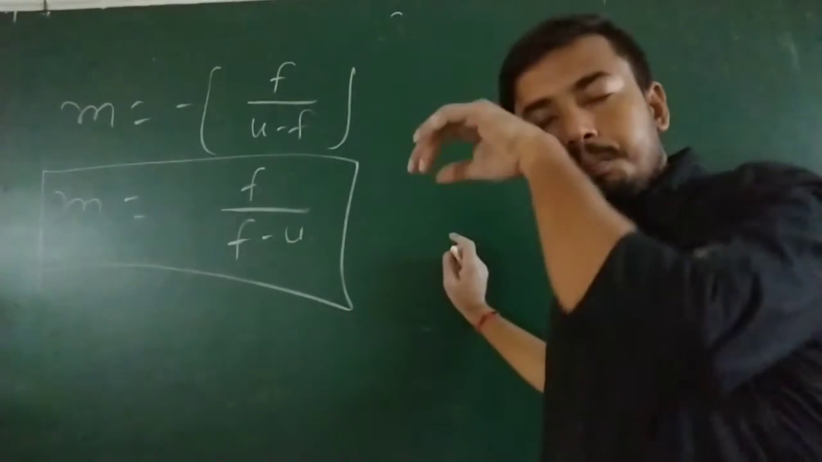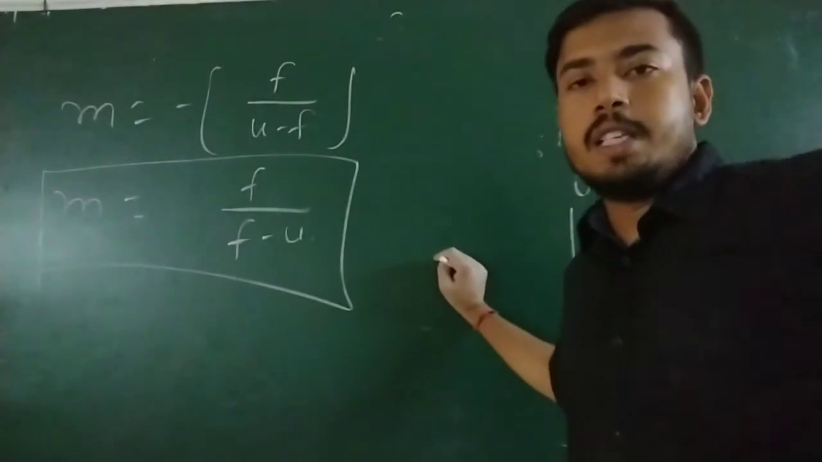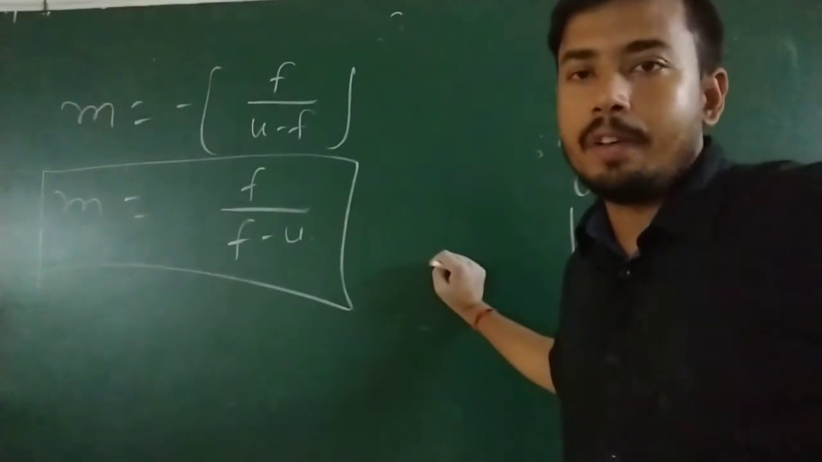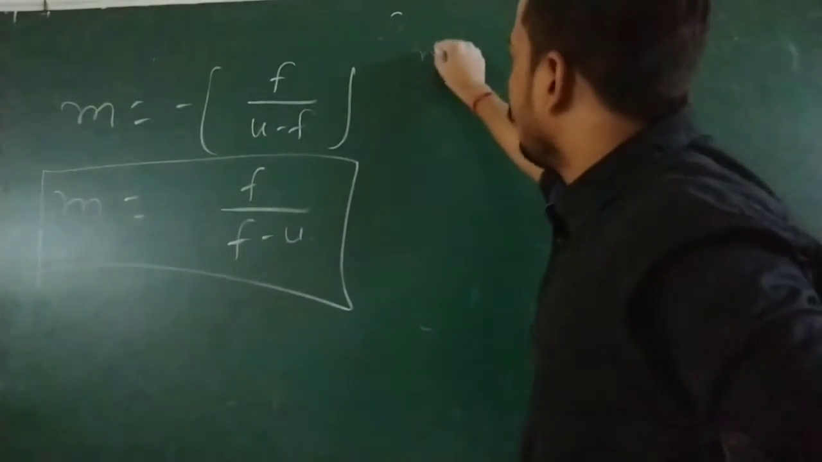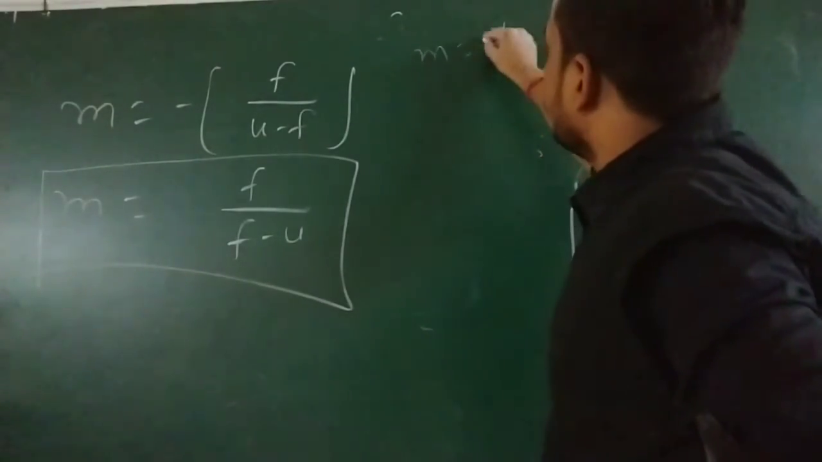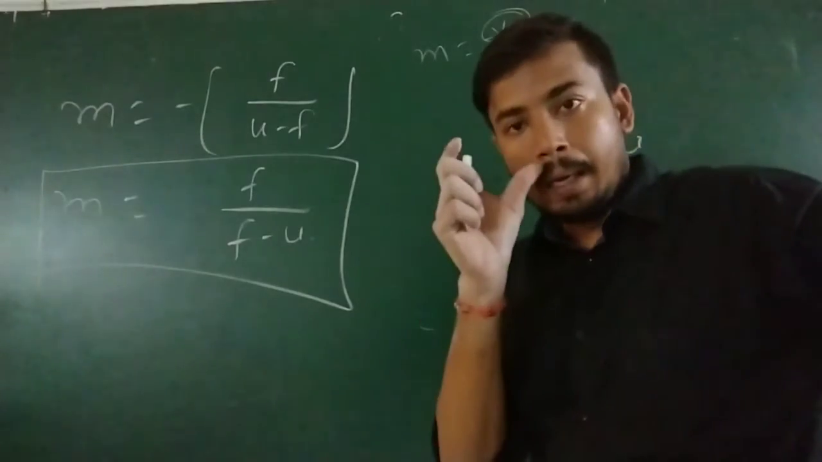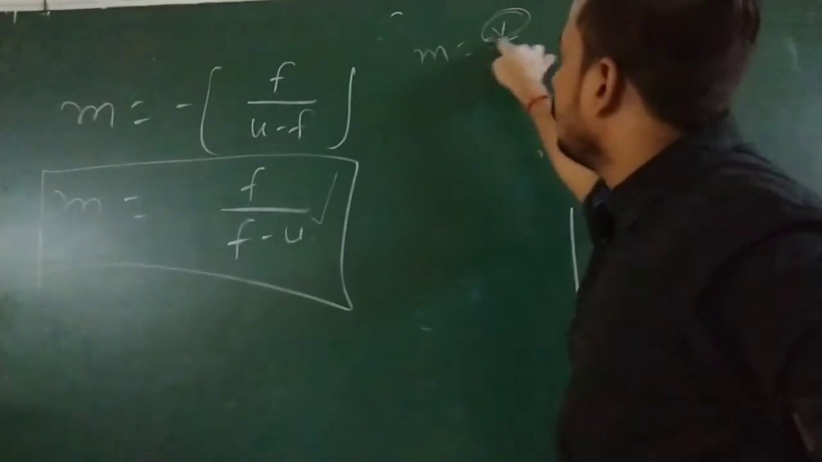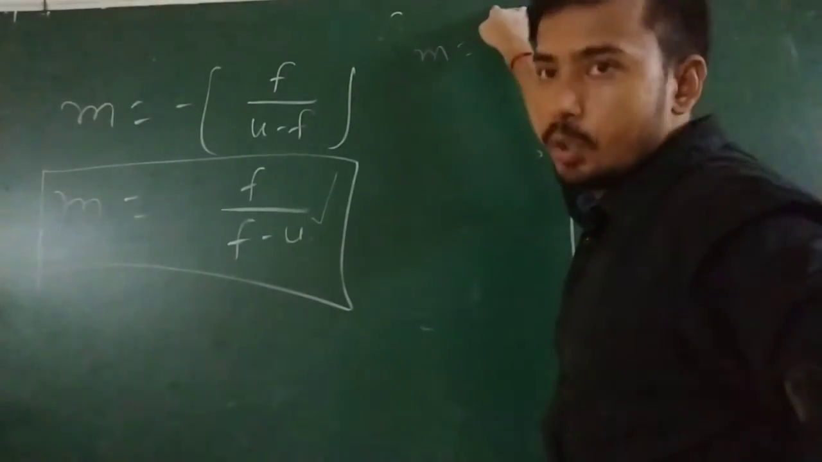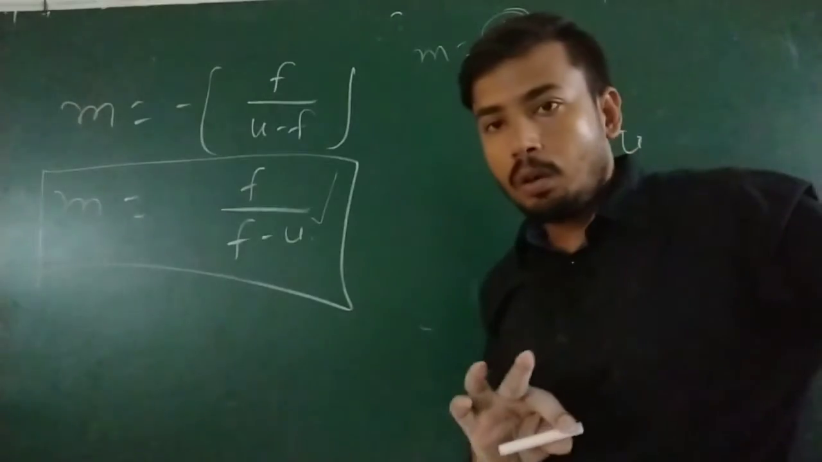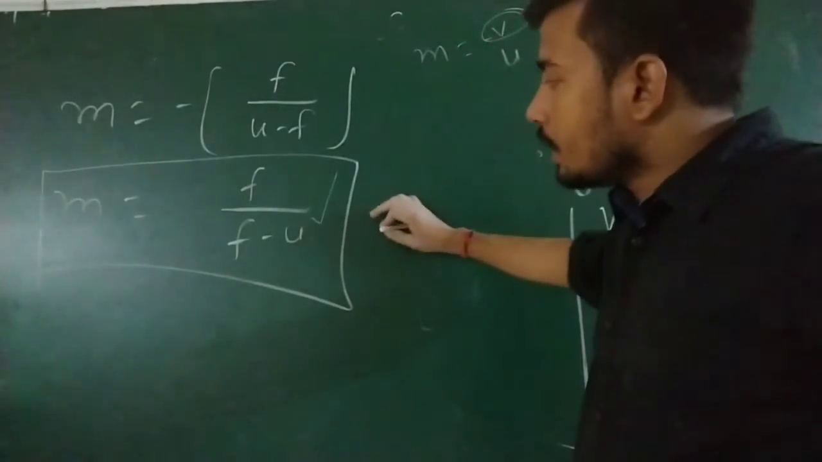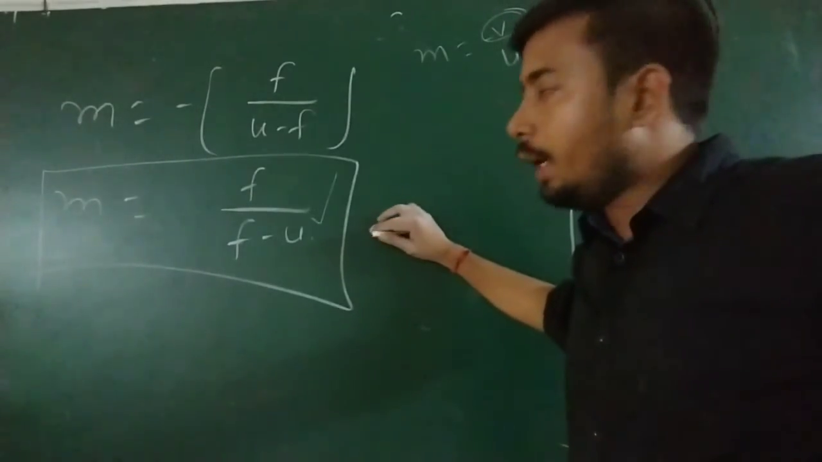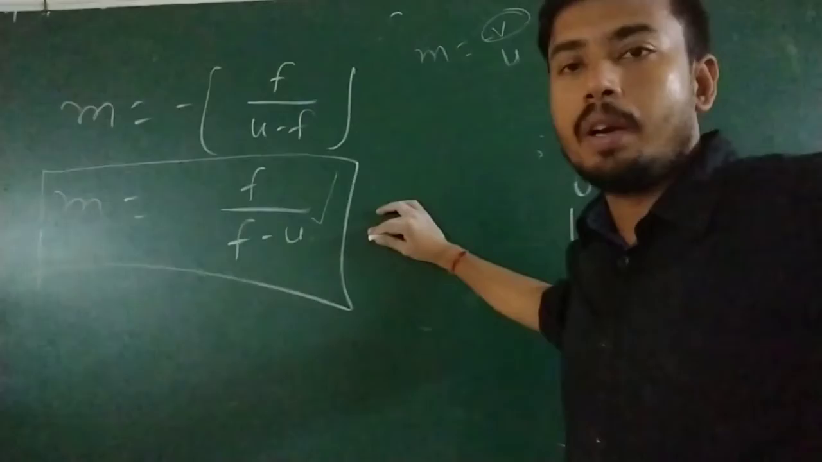It is quite easier to solve. Suppose I am telling you a concave mirror of focal length 10 cm, an object is kept at 25 cm, find its magnification. If you use the formula minus v by u, first of all you have to find this v and then you can calculate. But by using this formula you will save time. This is the same formula, not a different one, but a different form, and definitely it will help us to save our time.